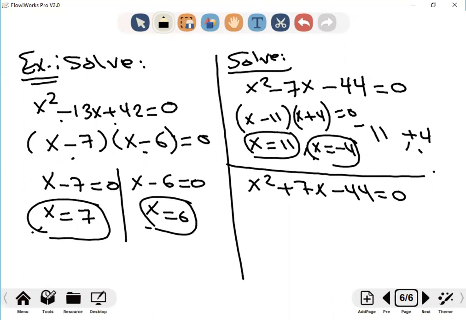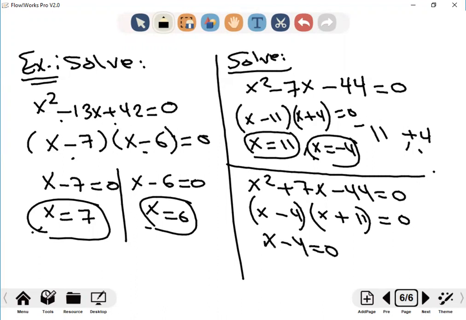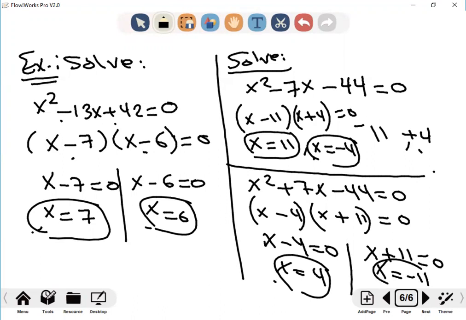We agreed on 4 and 11, right? Negative means different signs. You give this sign to the bigger one, and the other to the smaller. Okay? The opposite: before, I gave the negative to the bigger; here, I give the positive to the bigger. Now try, or guess, sorry, check. Negative 4 multiplied by 11, negative 44; negative 4 plus 11, positive 7. Now finish it: x minus 4 equals 0, x equals 4, and x plus 11 equals 0, x equals negative 11.